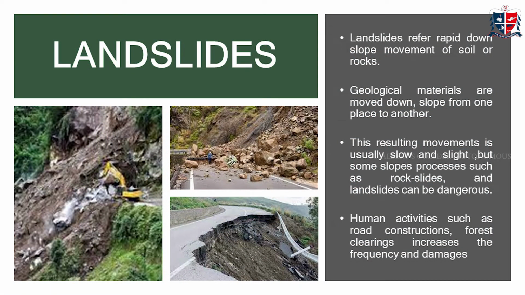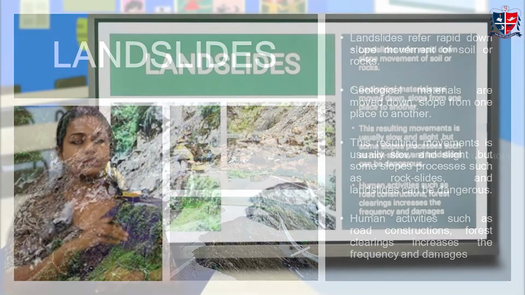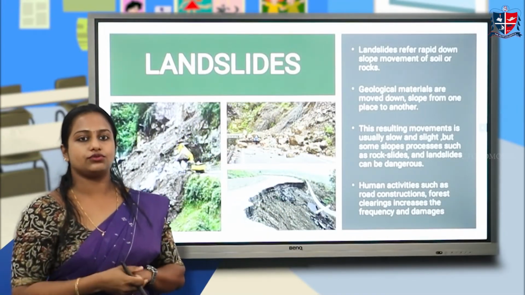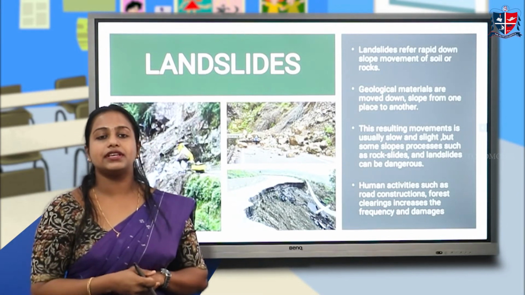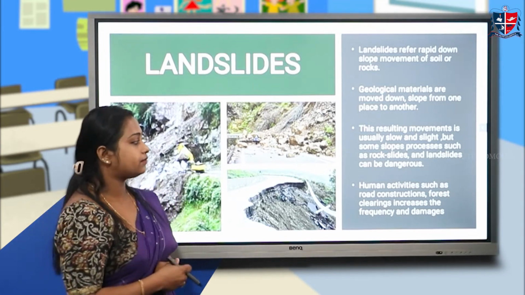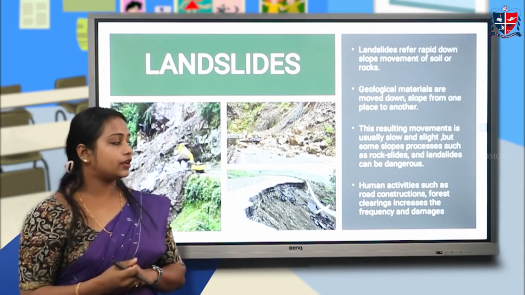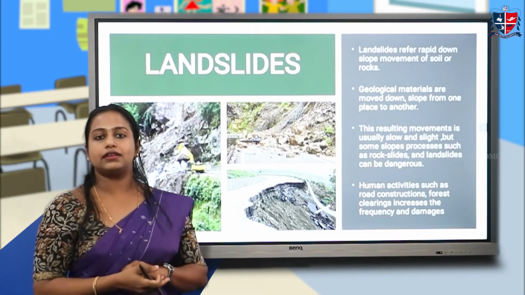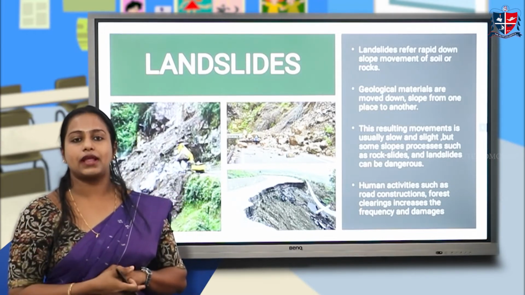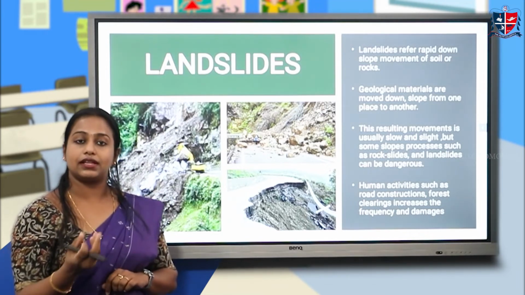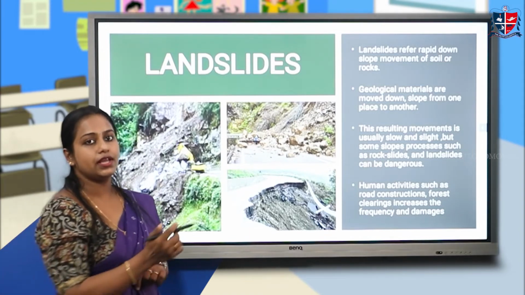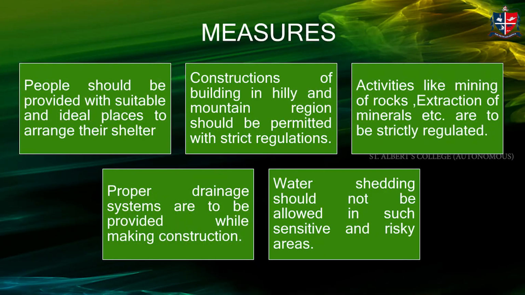Landslide is another disaster. It is the rapid downslope movement of soil or rocks. Geological matter is moved down a slope from one place to another. This is called a landslide, and its severity increases due to human activities such as road construction and clearing of forest areas. These activities are a cause of increasing the damage and frequency of landslides.